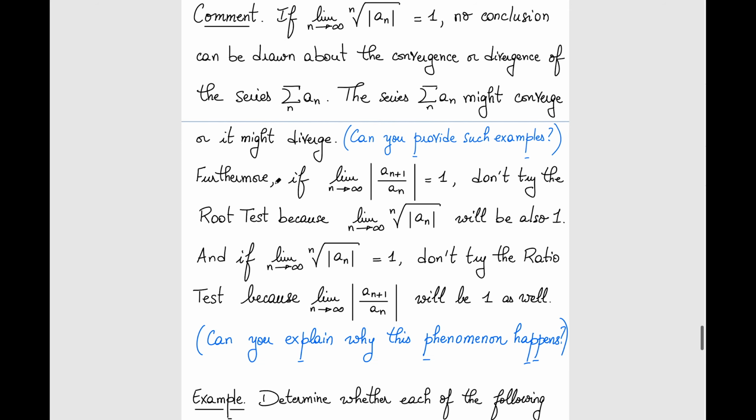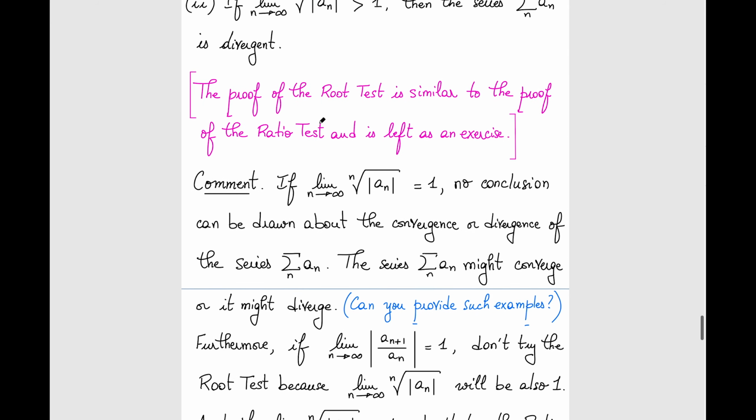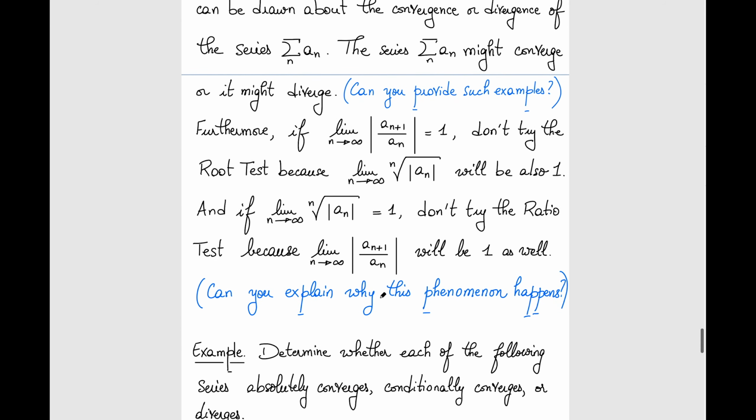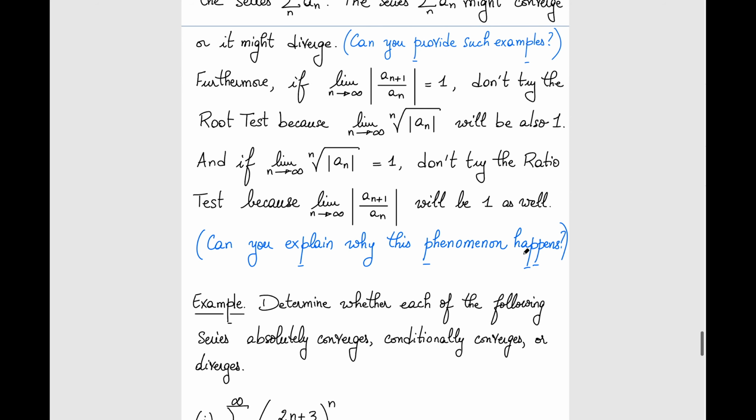Moreover, if you go to the ratio test and you get that the test is inconclusive, meaning that the limit of the ratio is 1, there is no need to do the root test mentioned above. It is also going to be inconclusive, which means the limit is going to be also 1, and vice versa. If the root test is inconclusive, certainly the ratio test is also going to be inconclusive. And here's a question. Can you actually explain why this phenomenon is occurring? Think about this, please, and ask me if you have questions.